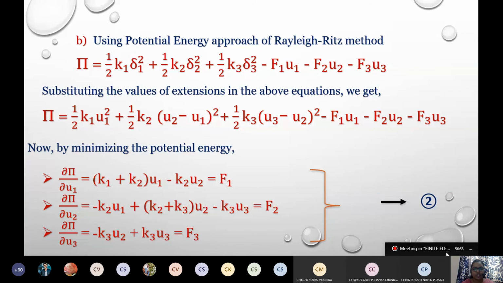So we can reach a conclusion that whether we go for the potential energy approach or the direct approach, the end result we are getting is the same. So which path you take will be your choice unless and until it is specified.